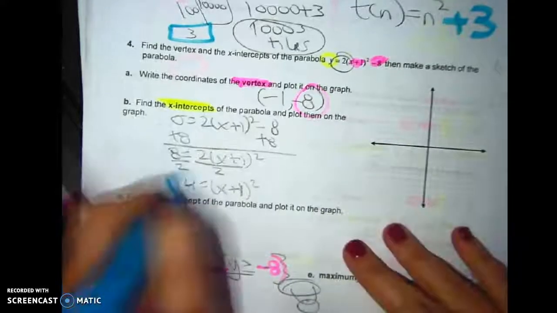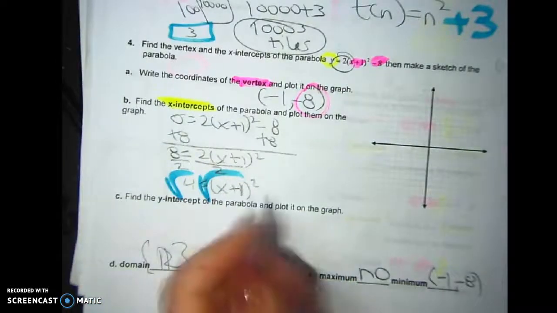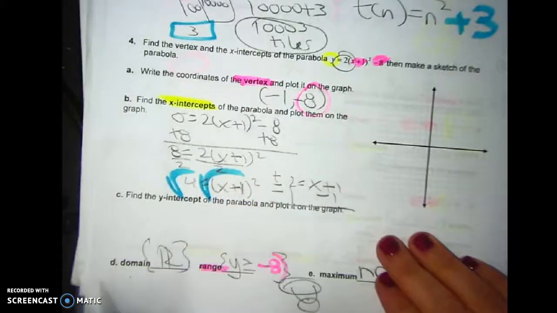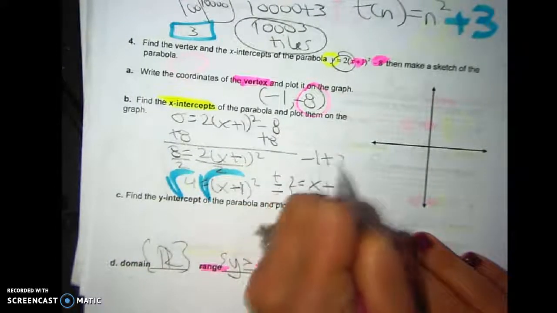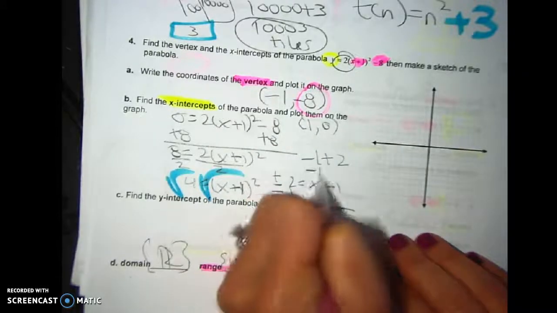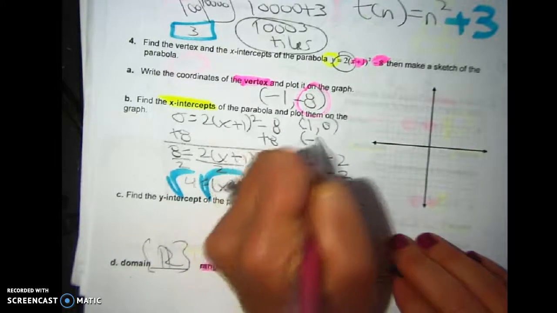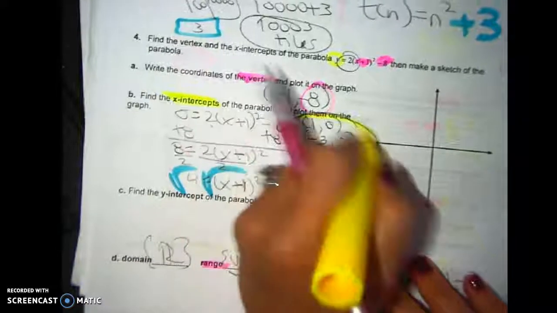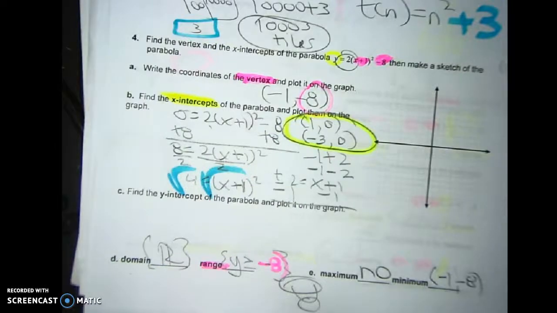Square root, plus or minus 2 equals x plus 1, minus 1, minus 1. -1 plus 2, 1 comma 0. -1 minus 2, -3 comma 0. And those are my answers for my x-intercept. That's the only time I'm testing that, so it's probably going to be worth some points.